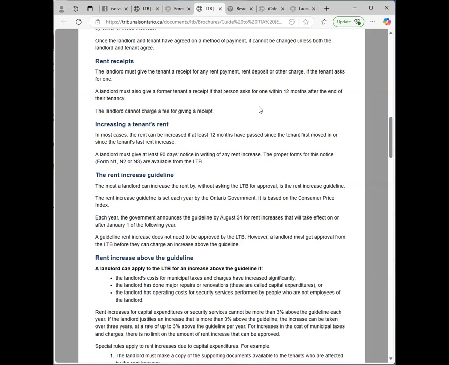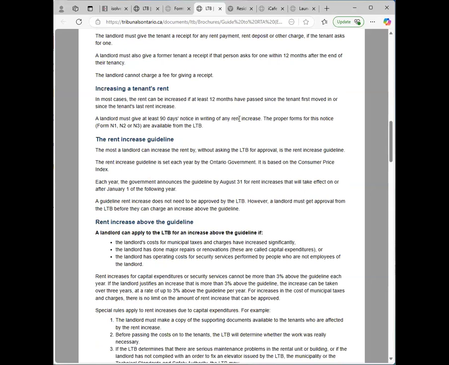You have to basically start over again. So you want to make sure that you are adhering to this. The rent increase guideline is set each year by the Ontario government, and it's based on the consumer price index. This is very similar to British Columbia. Ontario will tell you how much you are allowed to increase rents every year, which is why it's really important to use the rent calculators on the Ontario website.